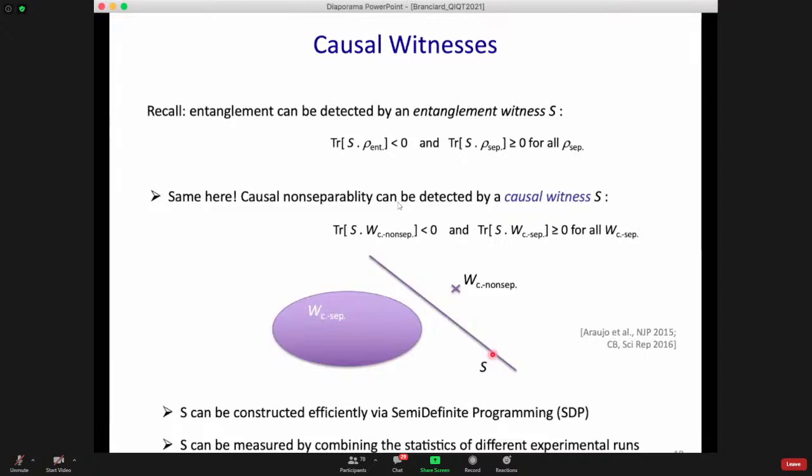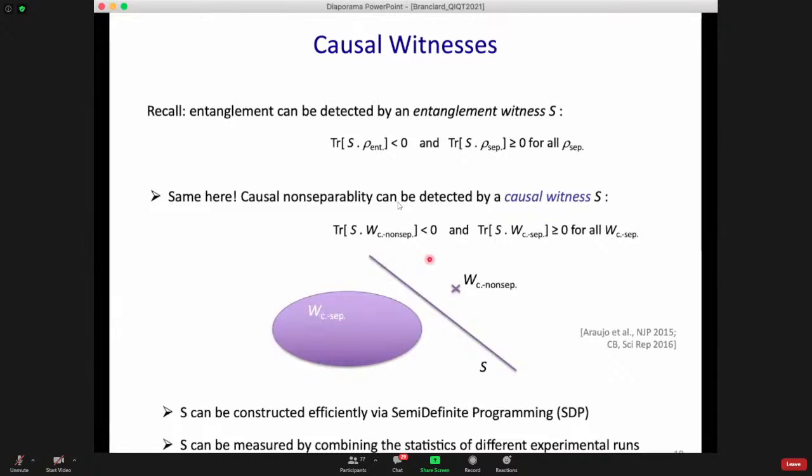What's very nice here, so this is really the same idea as for entanglement witness. What's very nice here, which is not the case for entanglement witness, is that S can be constructed via semi-definite programming, which I think you heard about already in the summer school. That's a very, very common, efficient way to optimize some problems. And once you have constructed a witness, then you can actually measure it. You can perform some experiments on your process matrix, combine the statistics, measure the witness and verify if you get a negative value. And that's something that was done experimentally.